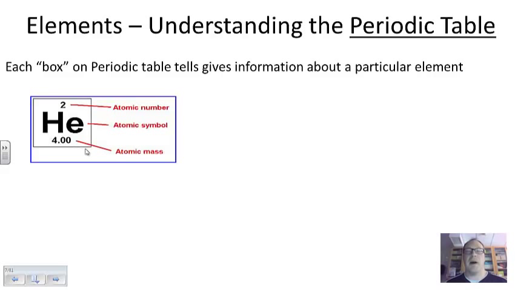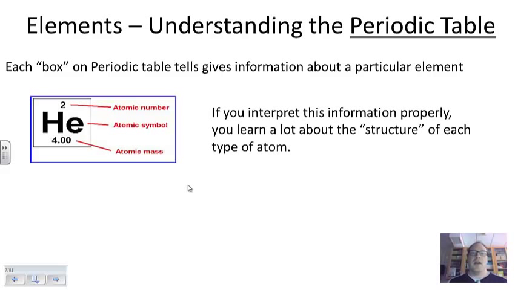The number on the bottom is called the average atomic mass, and it's actually a weighted average, which is why some of the numbers are not whole numbers. In fact, almost none of the numbers are whole numbers on the periodic table. So if you can interpret what this information means, you can learn a lot about the structure or the arrangement of particles inside each type of atom. So let's start to figure out how we do that.